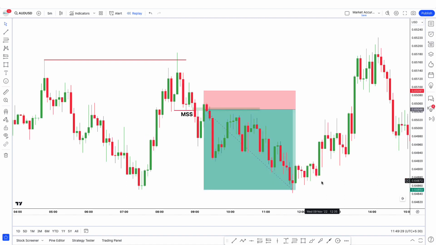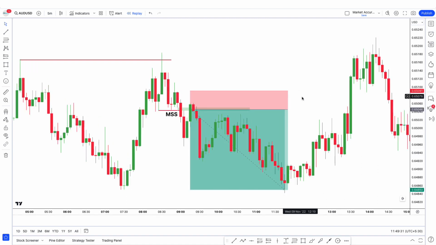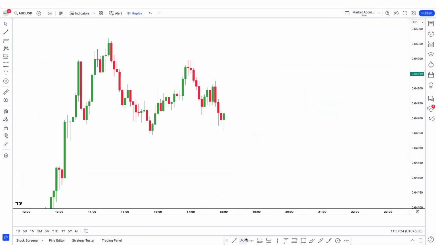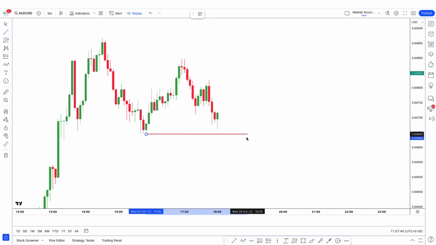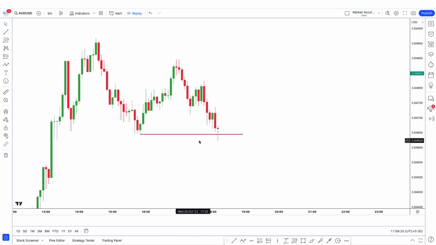It's nuts. So I'm going to give you guys a couple of more examples and then I'll end the video. So here's example number 2. As you can see, we have the A leg, we got the B leg, and now we're about to make a C leg. What you do is you mark out the low of the A leg when you're looking for a long position. We wait for liquidity sweep, and boom, we swept the liquidity.